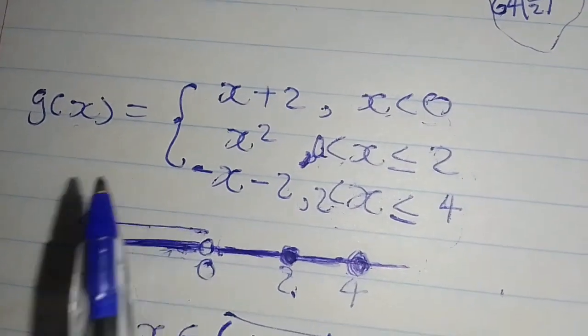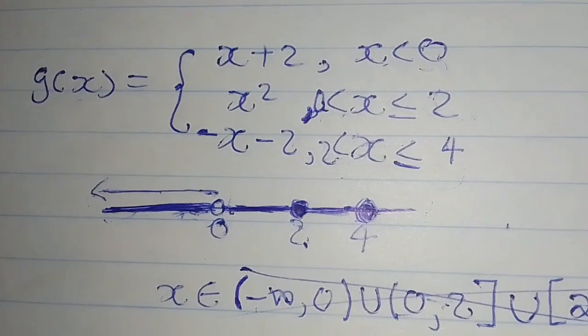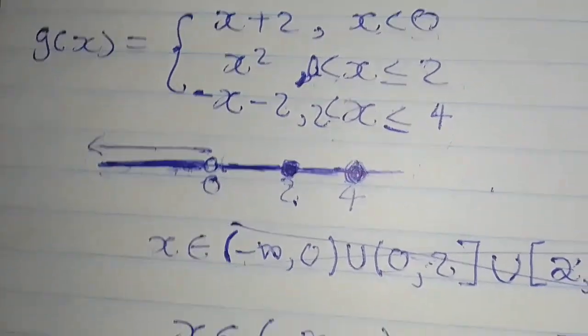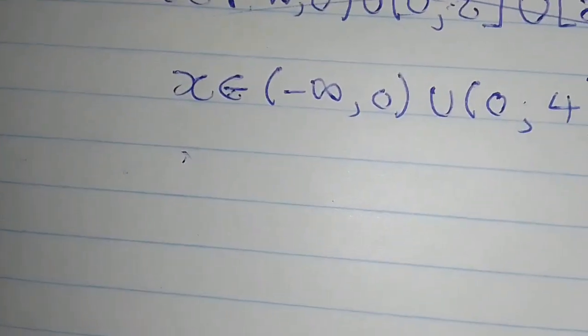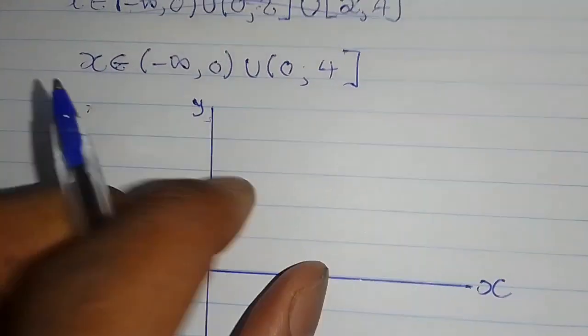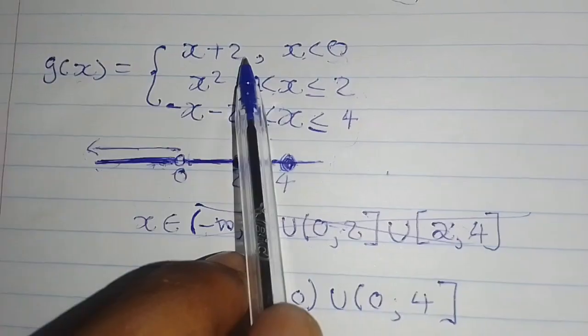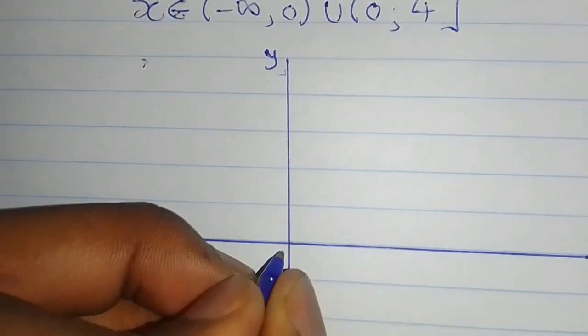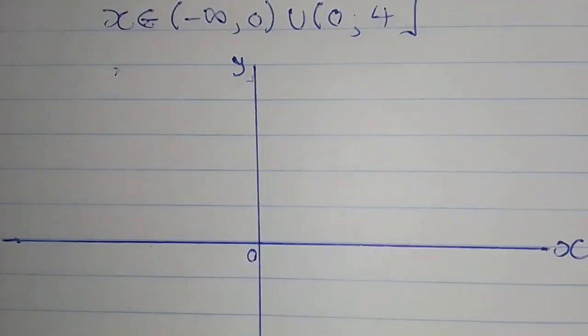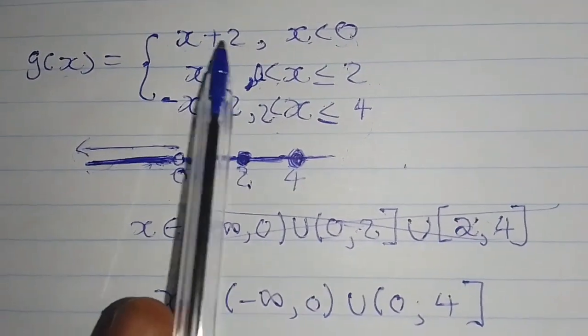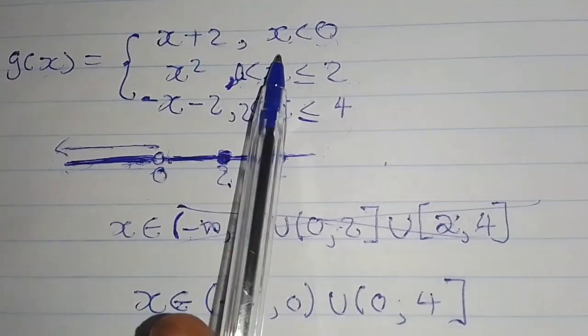Now, how do we find the range? Well, it's easier to just graph this, and then we can find the range of this. Okay, let's try and graph this piecewise function. For x less than 0, we define our function as x plus 2. So this is 0 here. We expect to have 0 here.